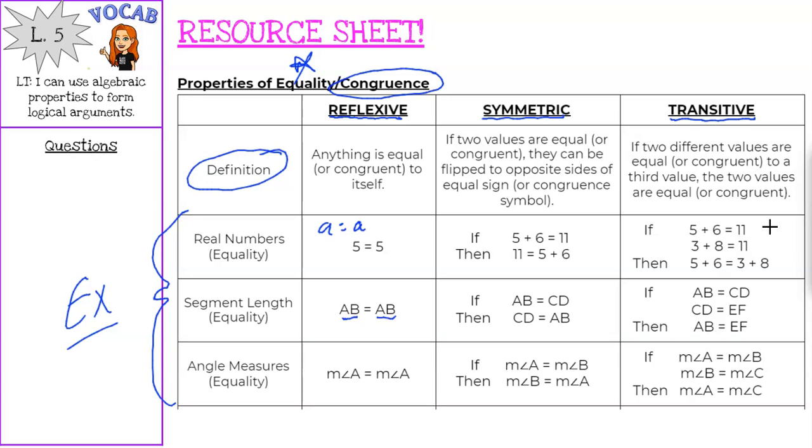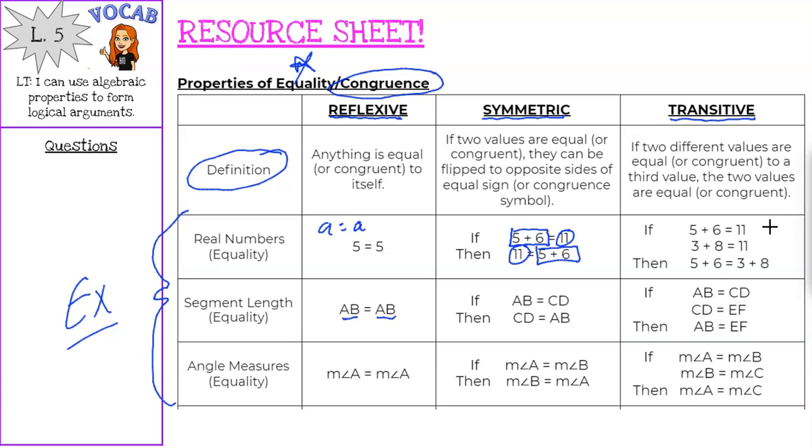The symmetric property is: if 2 values are equal, they can be flipped to opposite sides of the equal sign. So if we know that 5 plus 6 equals 11, we can flip it around and make it 11 equals 5 plus 6. So that's that property.